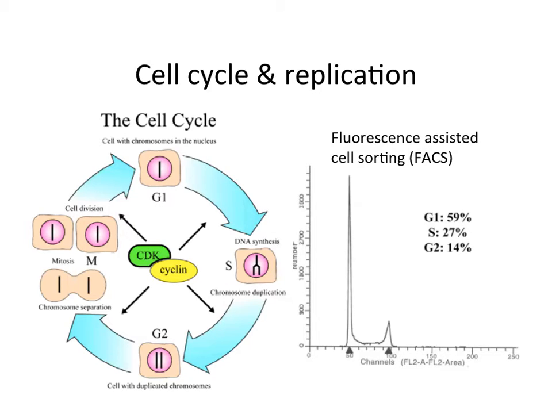So this is just another way to look at cells in the cell cycle. And here's a little bit of modern technology for you. Has anybody used fluorescence-assisted cell sorting before? This is what these authors used. I've seen it done, but never done it myself. I'll show you how it works in just a second, just one image.